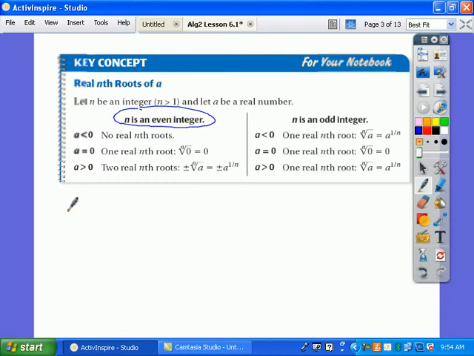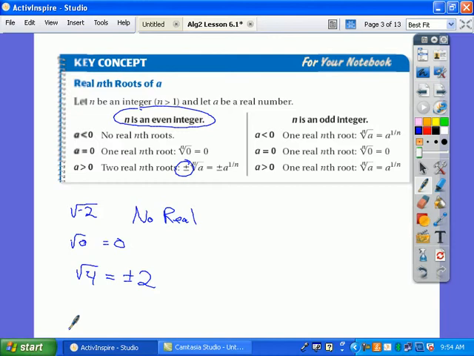So for instance, if I take the square root of -2, a square root of a negative number, there is no real solution. Of course, we've worked on what the imaginary solutions are, but for the moment, let's just rest with no real solution. If I take the square root of 0, it's just 0. And if I take the square root of 4, it is plus or minus 2.